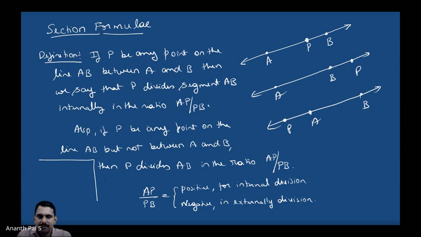This one will do external division. These two are internal divisions. It is given clearly there: if P is a point on AB, between A and B, then we say P divides segment AB internally. If it is not in between A and B, but P divides AB in the ratio, it applies not only for the second case but for all three cases.